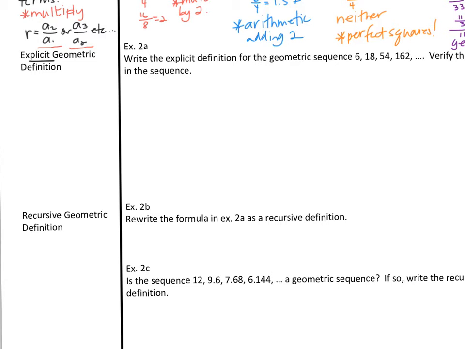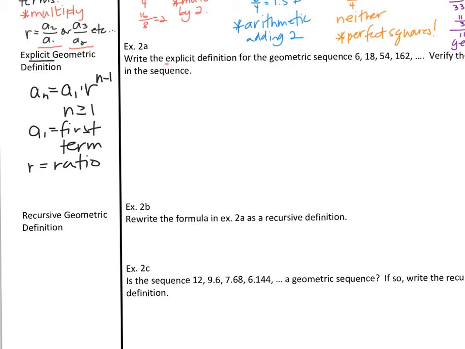The explicit formula follows this template. A sub n equals a sub 1 times r to the n minus 1 power. Notice this is an exponential function, and this applies for all values of n greater than or equal to 1. A sub 1 is the first term in that geometric sequence, and r is that common ratio. What are we multiplying by each time? Let's put this to the test.